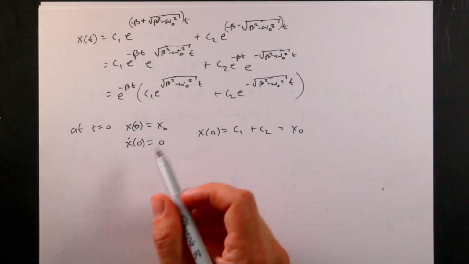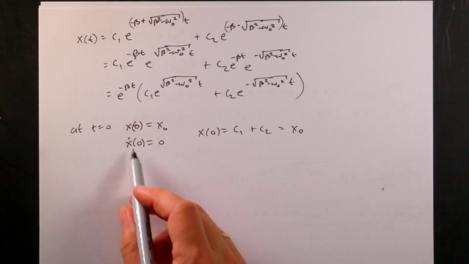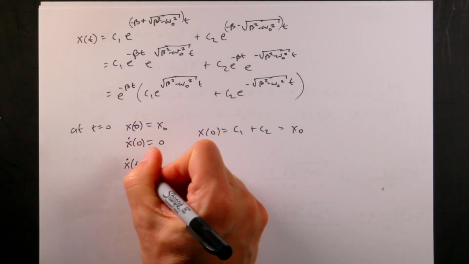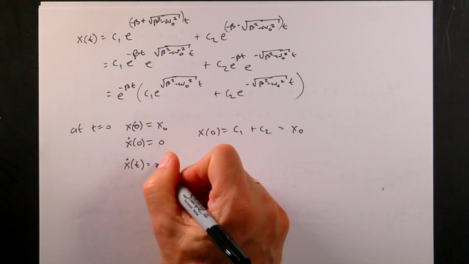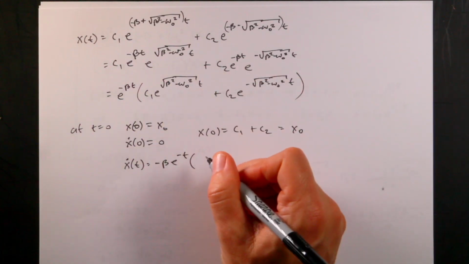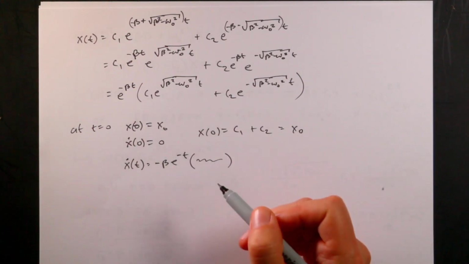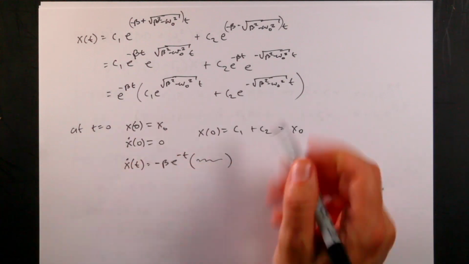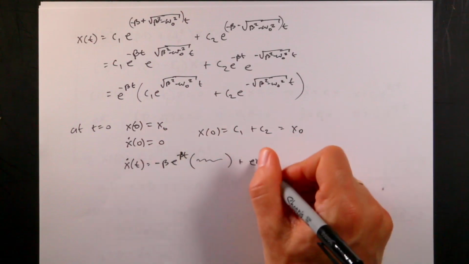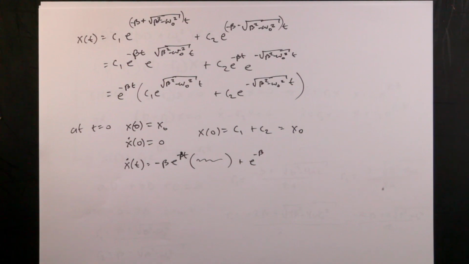That's fine. Okay, now I can take the derivative for x dot. So let's take the derivative of this function. That's a little bit more complicated. X dot as a function of t, I'm going to need to take the derivative of this, which is going to be negative beta e to the negative beta t times all of that stuff. I'll just put it in parentheses. And then I need to take the derivative of the other part times that, so it's going to be plus e to the negative beta t.